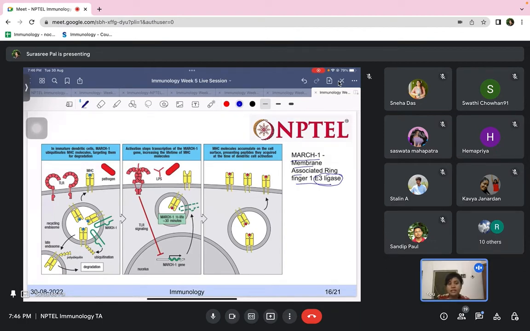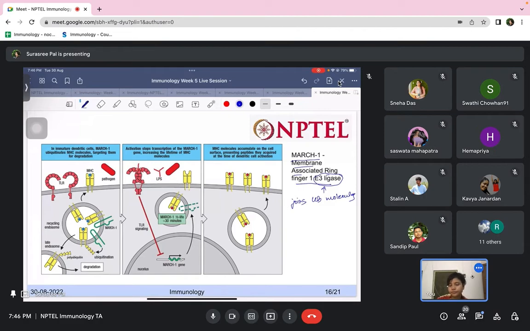So this E3 ligase is actually part of the ubiquitin proteasome system. There are many E3 ligases present in the cells, but what this particular E3 ligase does is that it joins ubiquitin molecules to the target protein, so that the protein can be degraded, right? The protein can be taken to the proteasomal system.